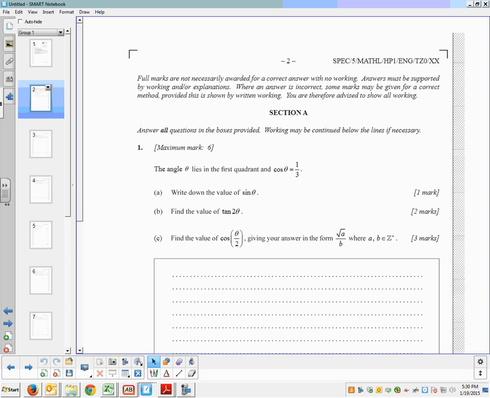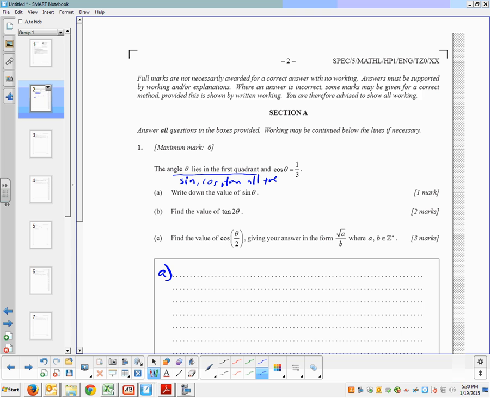Okay, so question 1. The angle theta lies in the first quadrant and cos theta is a third. First thing is, since angle theta lies in the first quadrant, I know that sine, cos, and tan are all positive. So later I'm going to be taking square roots, and I'm always going to be taking the positive square root. So write down the value of sine theta.